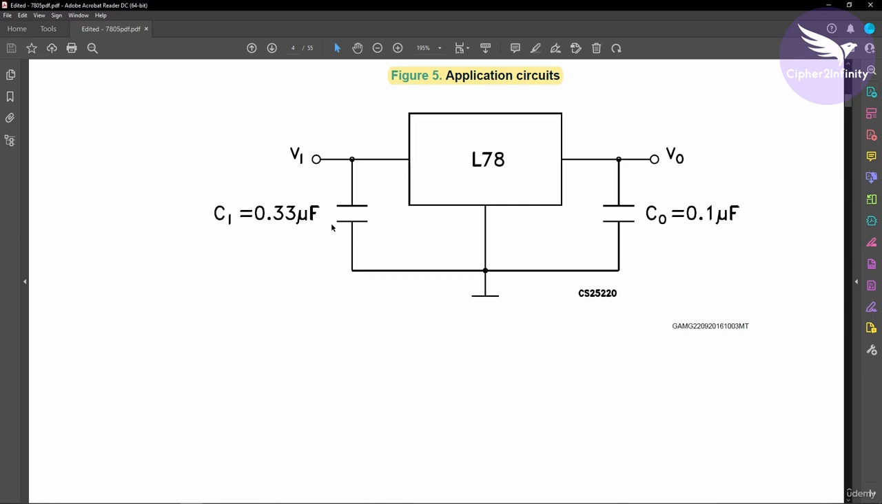And why I have used those particular capacitors, I will explain when we discuss the power supply circuitry in detail. So at this moment, just remember that the value is 0.33 microfarad on the input side and 0.1 microfarad on the output side. The circuit for this particular IC is very simple. You have to provide a certain voltage on the input side, and then you will get the 5 volt, or the desired voltage based on the IC number, on the output side.